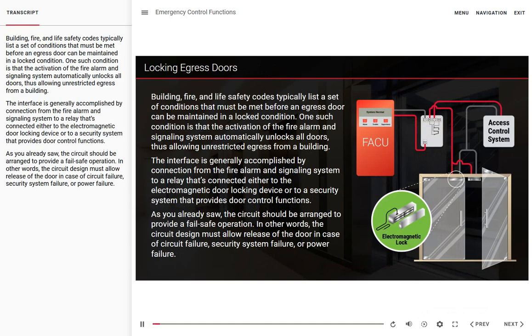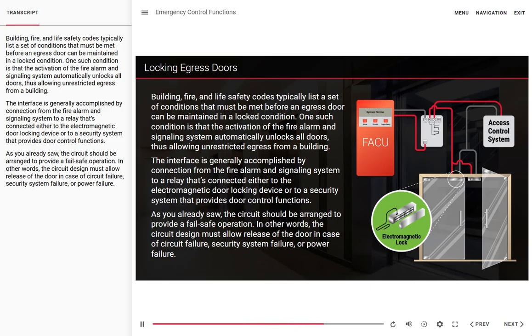Building, fire, and life safety codes typically list a set of conditions that must be met before an egress door can be maintained in a locked condition. One such condition is that the activation of the fire alarm and signaling system automatically unlocks all doors, thus allowing unrestricted egress from a building. The interface is generally accomplished by connection from the fire alarm and signaling system to a relay that's connected either to the electromagnetic door locking device or to a security system that provides door control functions.